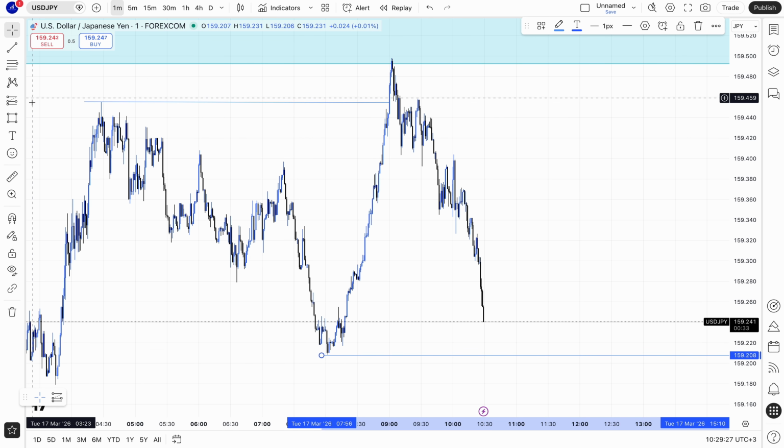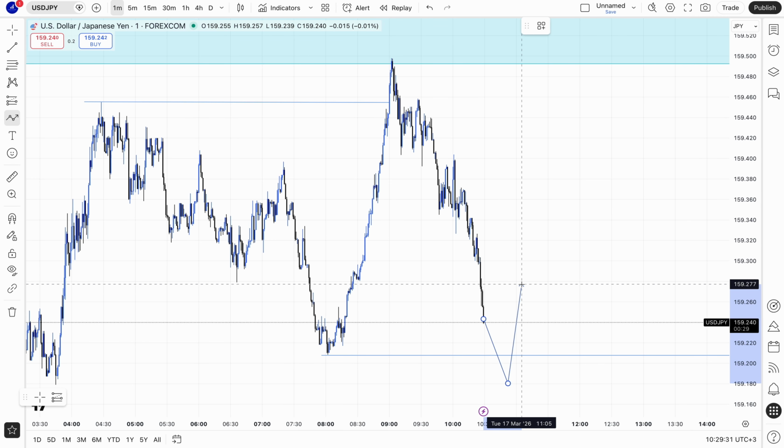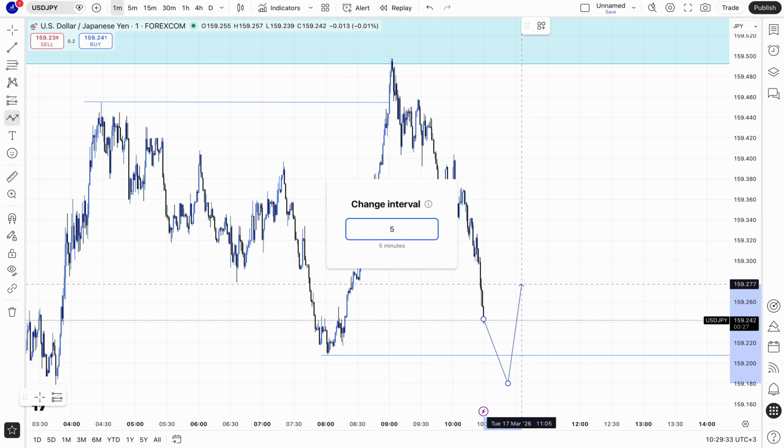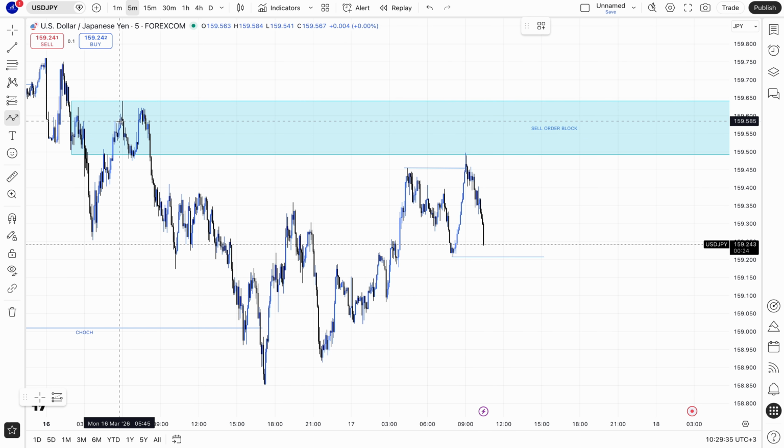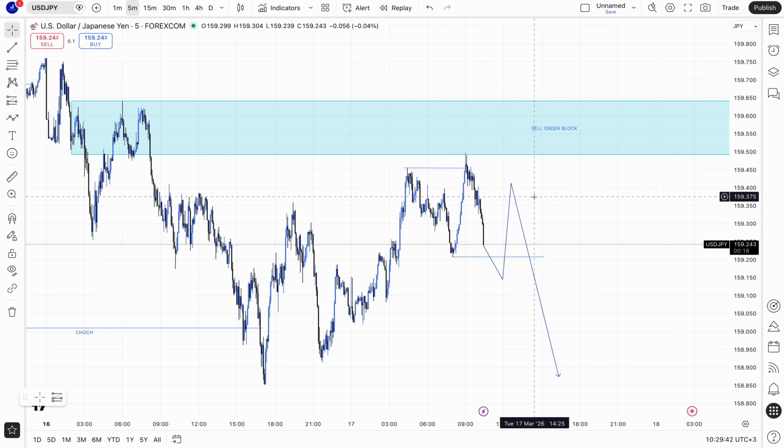Then after shifting to the downside, I will just wait for the break here. Then I will move to 5 minutes. Let's move to 5 minutes. Then I will look for, if we have a gap around here, then a continuation to the downside.